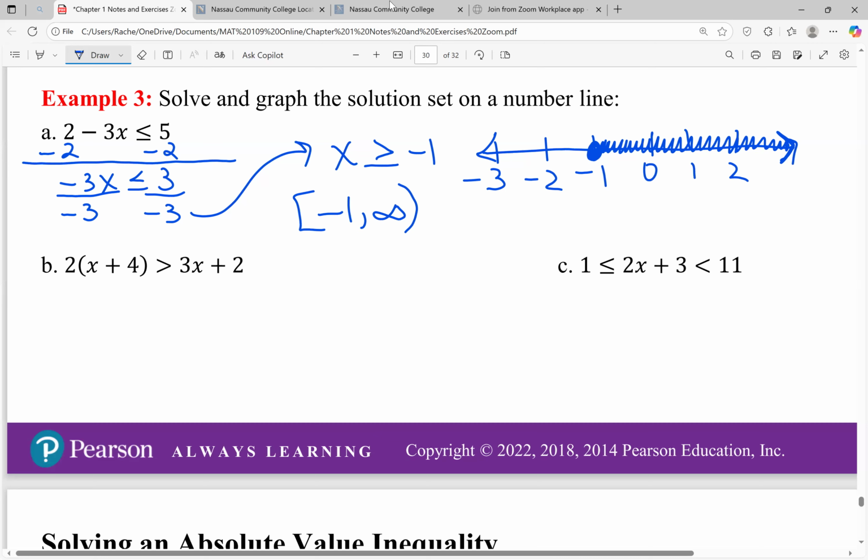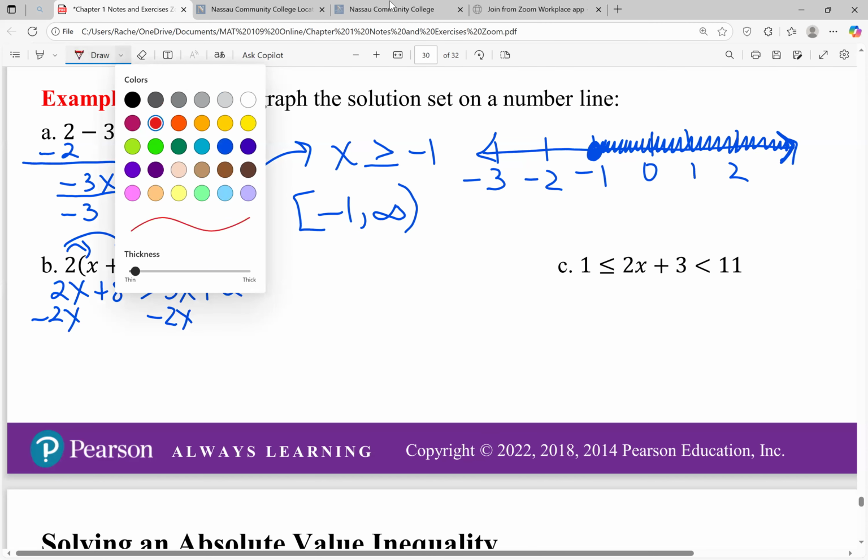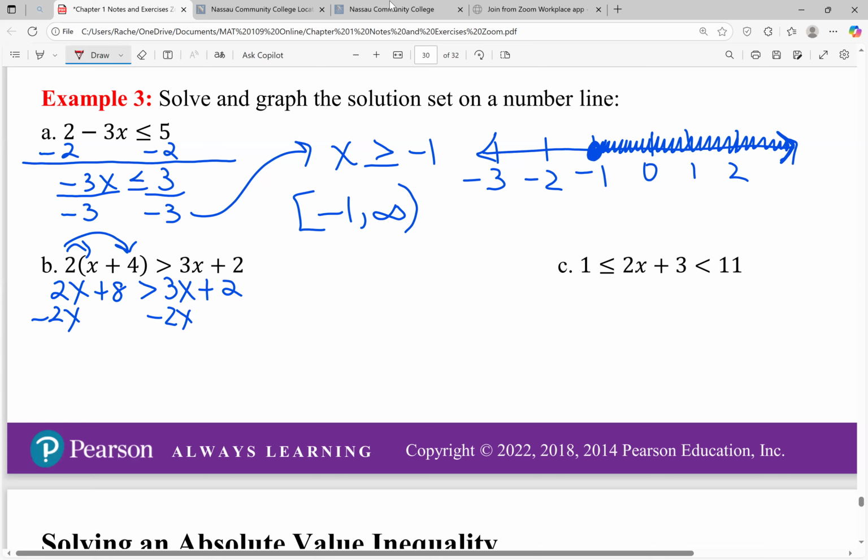So let's look at B. In this case, we have to first distribute. So we're going to get 2x plus 8 is greater than 3x plus 2. Let's gather the x terms together. So I'm going to subtract 2x from both sides. I'm going to bring the x terms to the right, which then means I have to bring the constant to the left. So I'm going to subtract 2 from both sides. So we're going to have 6 is greater than 1x, or just x.